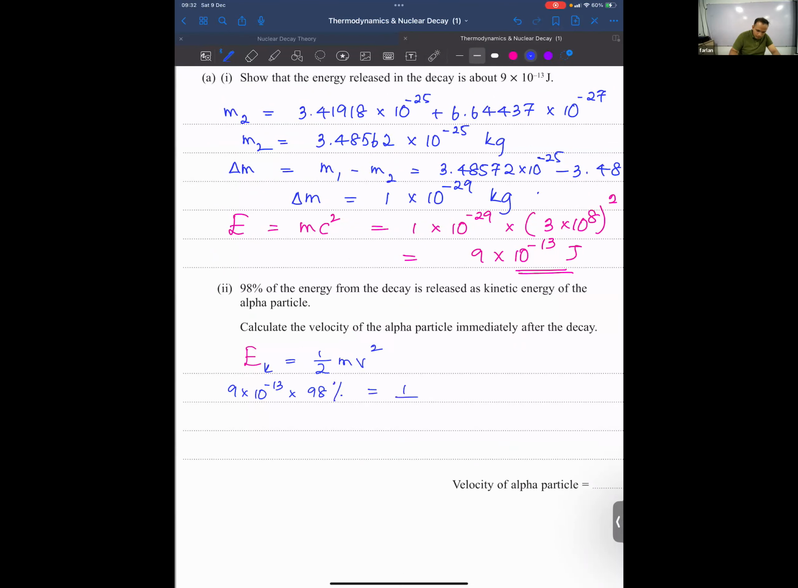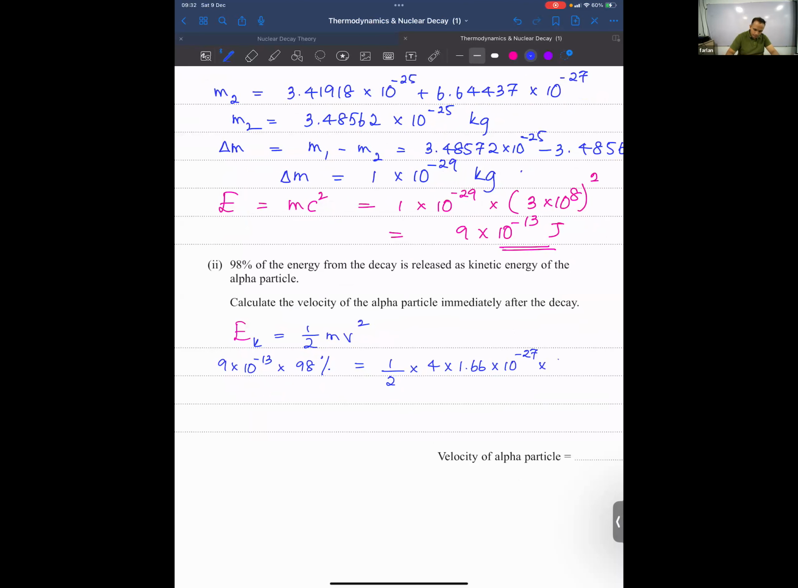That is equal to half into mass of the alpha particle. The alpha particle consists of 2 protons and 2 neutrons. So it will be 4 into the atomic mass unit, which is 1.66 into 10 to the power minus 27. So this will be the mass of the alpha particle, that into V square. So get the V subject from this.